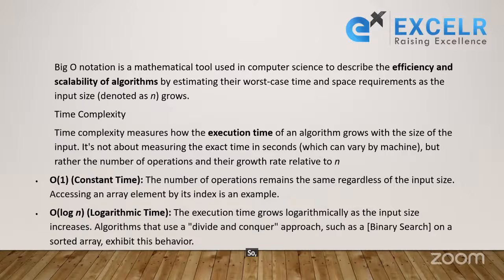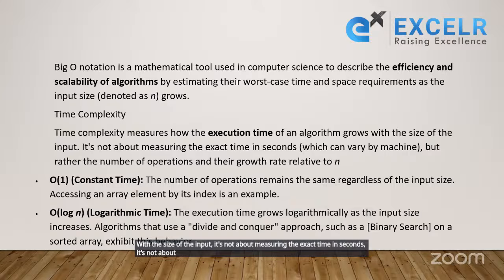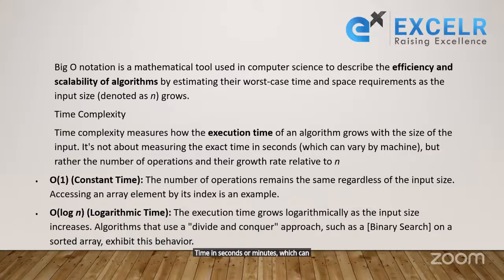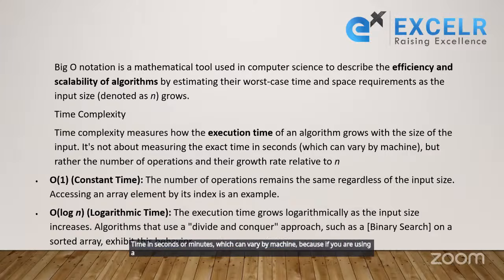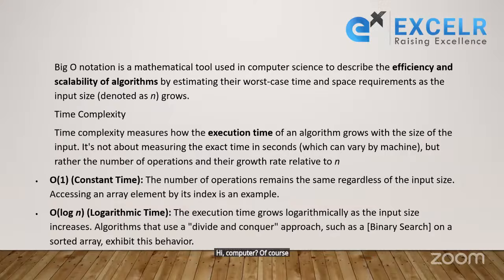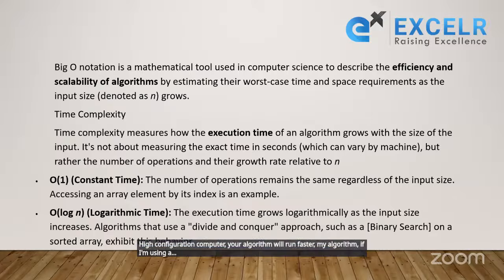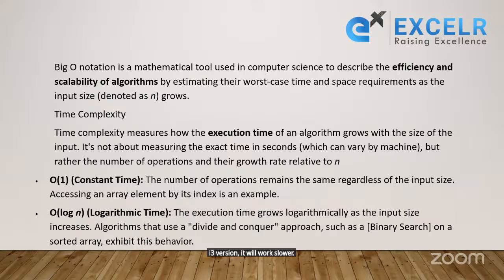Time complexity. Time complexity measures how the execution time of an algorithm grows with the size of the input. It's not about measuring the exact time in seconds or minutes, which can vary by machine. Because if you are using a high-configuration computer, your algorithm will run faster. My algorithm, if I'm using an i3 version, it will work slower. But rather, it is about the number of operations and their growth rate relative to n.